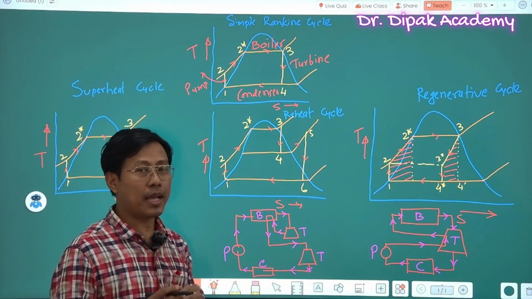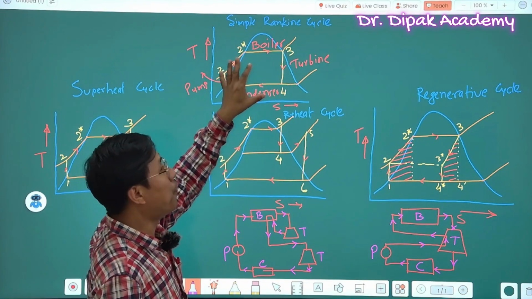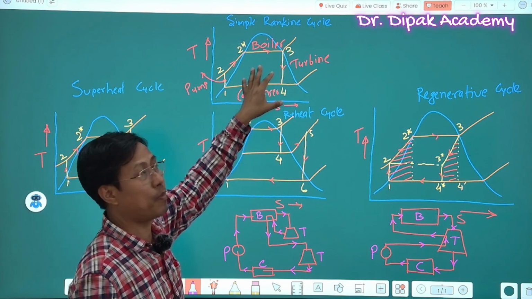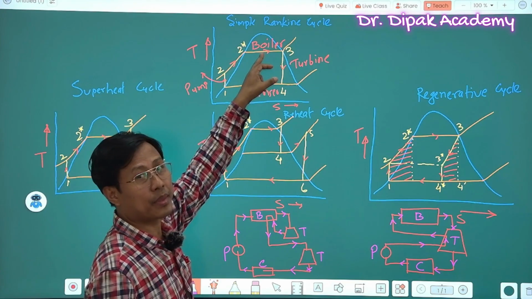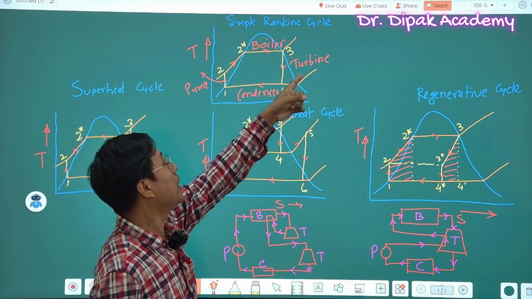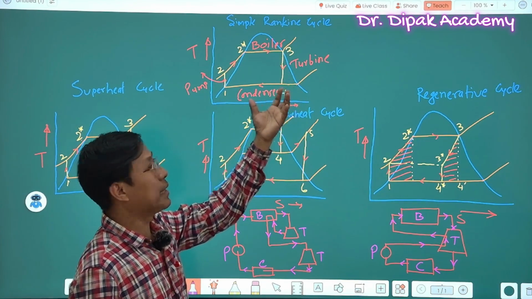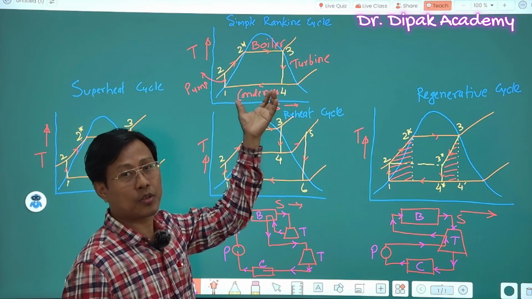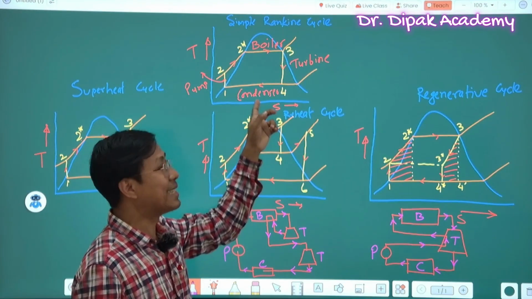As we know, the simple Rankine cycle is completed by four machines of a steam turbine power plant. First it is the boiler. In the boiler, the water is converted into steam, then the steam will come to the turbine. In the turbine the steam will be expanded. From the turbine that steam will come inside the condenser where condensation will take place. That means the steam will be converted into water.